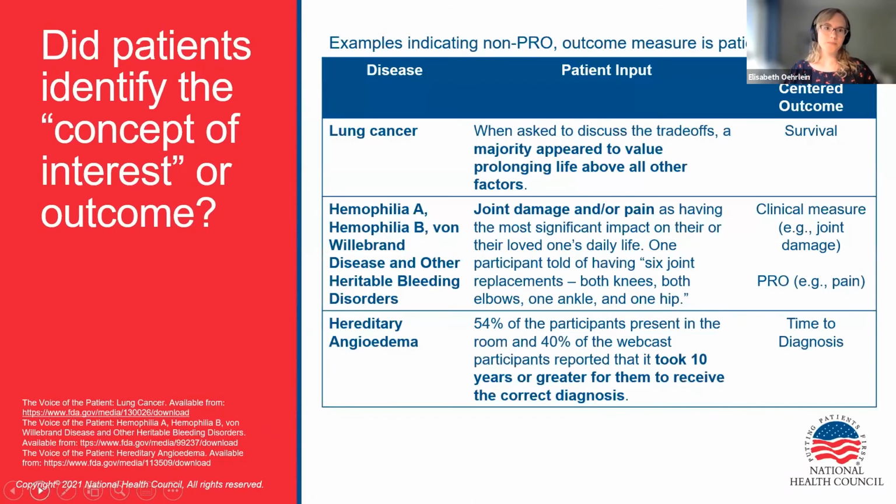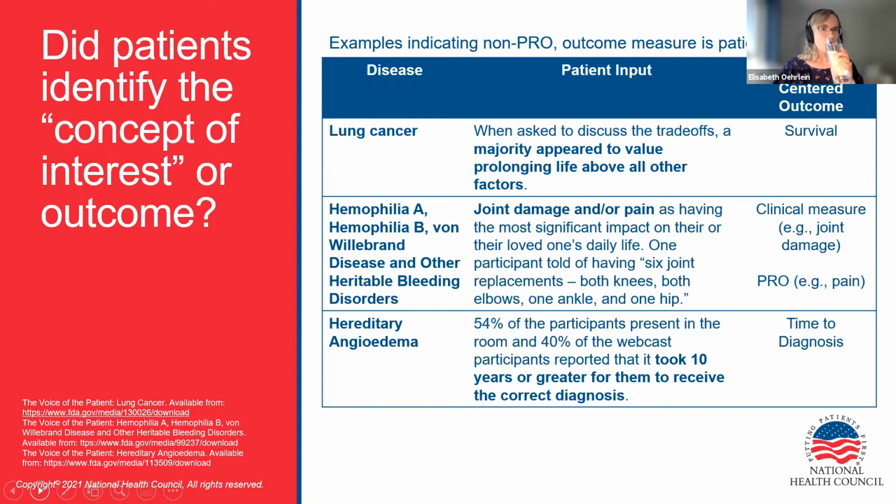Next slide, please. I also wanted to touch upon some that are not going to be necessarily measured via a patient-reported outcome to give a sense of where you might go to look for data. And so here's some examples from FDA Voice of the Patient reports that are linked on the left-hand side. And the first one's about lung cancer. And so the patient input or the patient insights that were described during that meeting showed that when asked to discuss trade-offs, the majority appeared to value prolonging life above all other factors.